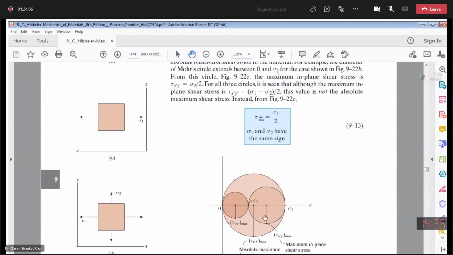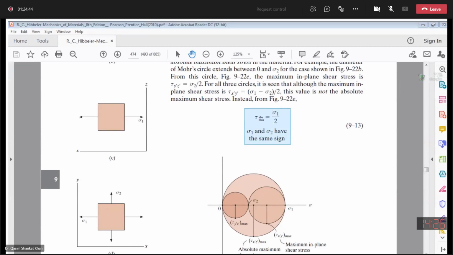And the maximum in-plane shear stress will be (sigma 1 minus sigma 2) over 2. ठीक है जी? So you will get the radius, which is the maximum in-plane shear stress, tau x dash y dash. So this is tau x dash y dash. ठीक है जी? Tau x dash y dash. Agree? Agree जी?